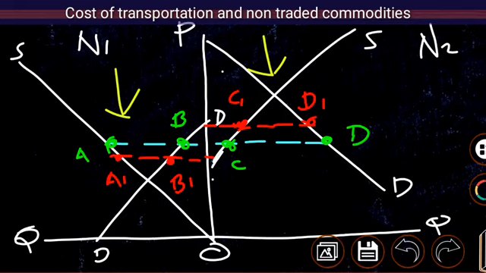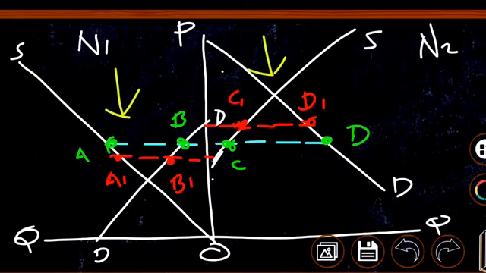Therefore, we have proved that transportation cost has an influence on the quantity of international trade as well as the price that prevails in international trade.